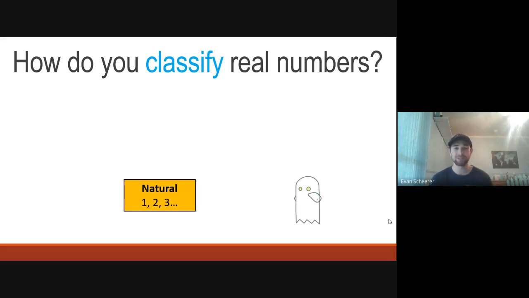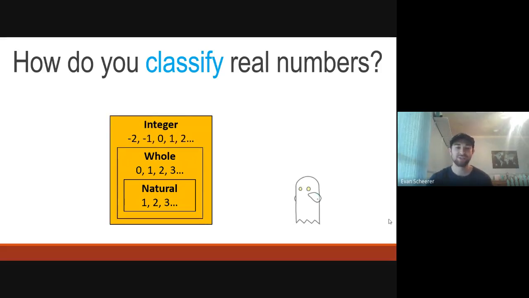Can you count the number 0 using a finger? No, that's just a fist. So we're not putting 0 as a natural number. Instead, 0 is considered a whole number. So natural numbers and whole numbers are almost the exact same, except whole numbers include the number 0. That's the only difference. And whole numbers are not fractions, not decimals, not percents, just the whole number itself.